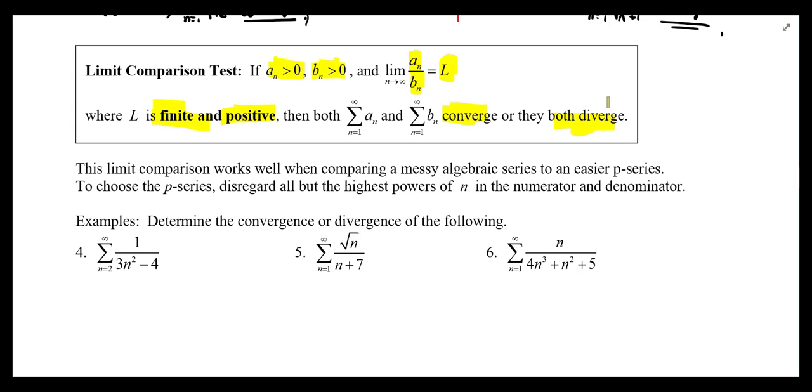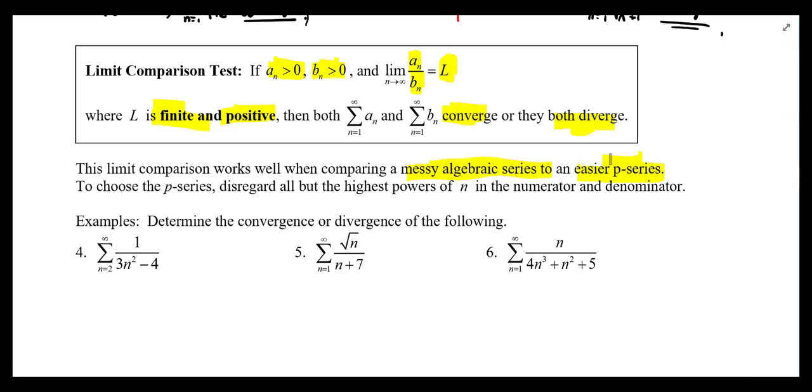So that's why the limit comparison test actually works well when you're comparing a messy algebraic series to an easier p-series. Because once again, we know that the p-series is very easy, right? Less than or equal to 1, diverges. Bigger than 1, converges. So that helps us already identify one of the series, which either converges or diverges. That will help us now with the limit comparison test to figure out the other series, if that converges or diverges. Okay, so let's take a look at how we can do that.